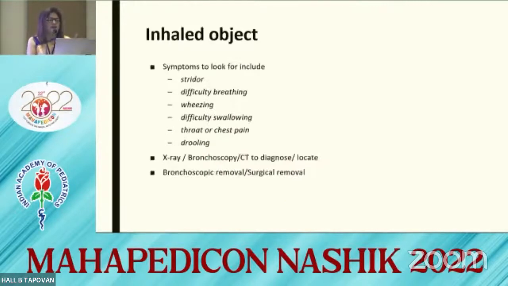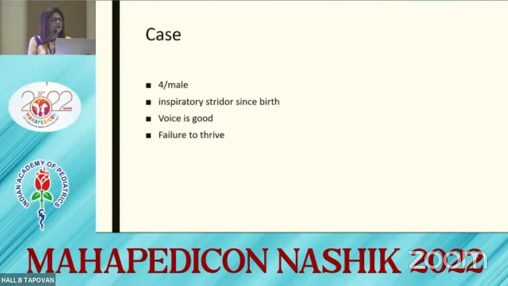So if you have a history of choking, look for symptoms of stridor, difficulty in breathing, wheezing, unequal signs on both sides, throat or chest pain, drooling. Think of a foreign body, and accordingly, you may need to investigate and remove the foreign body.